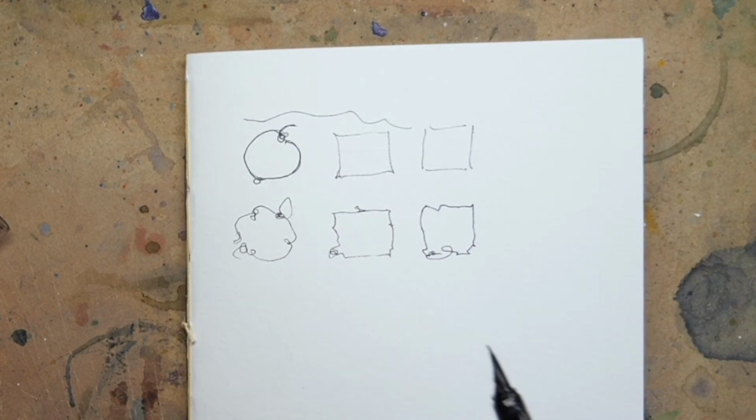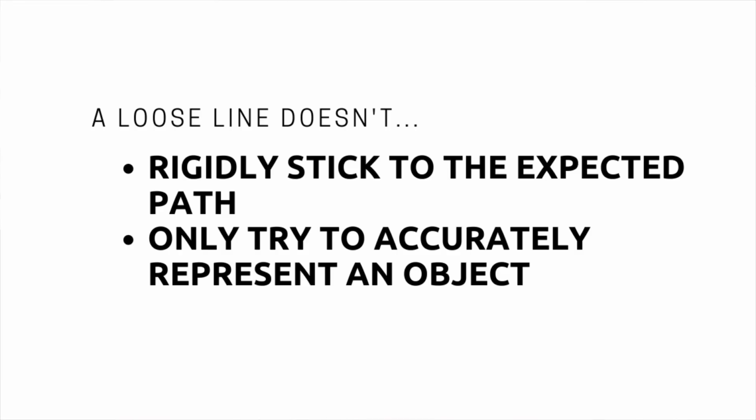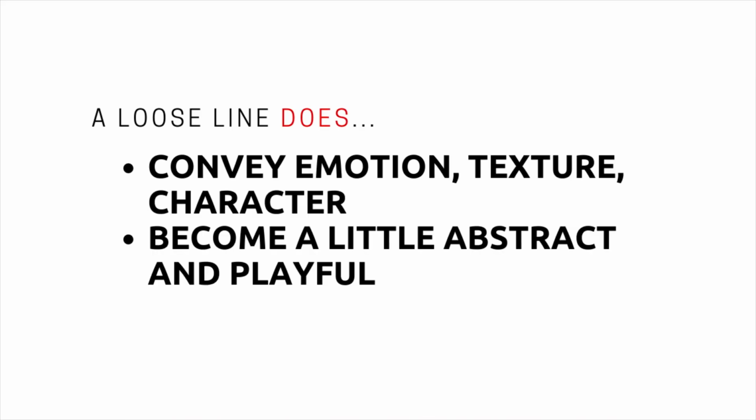This is loose. So a loose line is simply a line which doesn't rigidly stick to the expected path or doesn't rigidly stick to a path which is representative of the scene or the object in front of you. Instead, a loose line conveys something extra, maybe emotion, texture, character, and becomes a little abstract and quite playful.